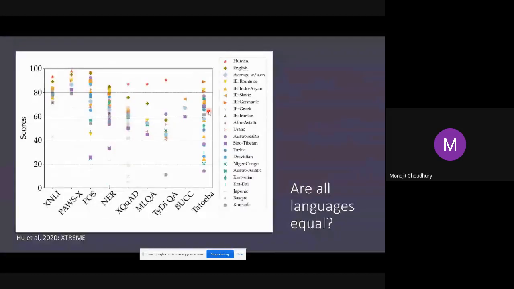Now let's ask, I think, a very important question, which is: are all languages equal when it comes to cross-lingual transfer? So here the setup is as follows. You have pre-trained BERT with a bunch of languages, let's say 100 languages, and you have fine-tuned it for several tasks, but only using English. Now you are looking at the accuracy across different languages, the zero-shot accuracy. Are the accuracies similar across languages, or does some language have higher accuracy and some lower?